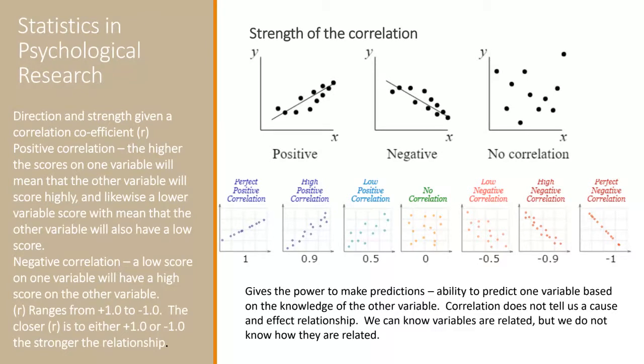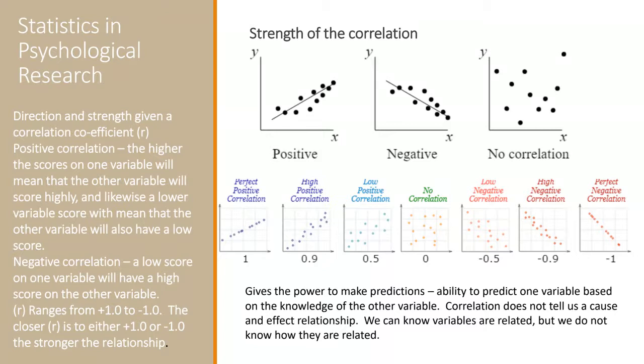So 1 is a perfect positive correlation. Okay, there's a relationship between those two things. They are perfectly positively correlated. -1 on the other end of the scale is a perfect negative correlation. So your positive numbers above naught are saying it's a positive correlation, and your negative numbers below naught are saying it's a negative correlation. And naught, sitting right in the middle, means there's no relationship at all. So that's our random scatter plot sitting there in the middle.